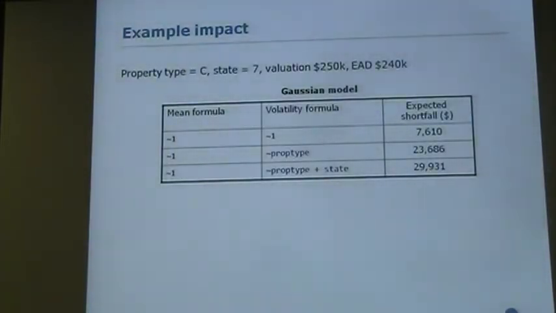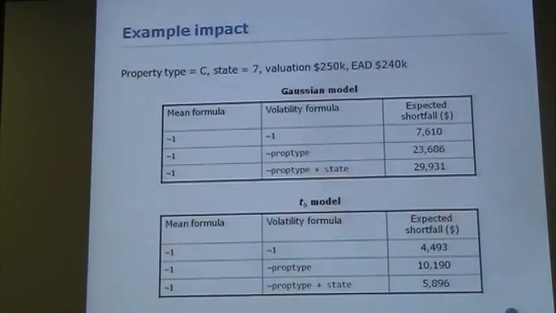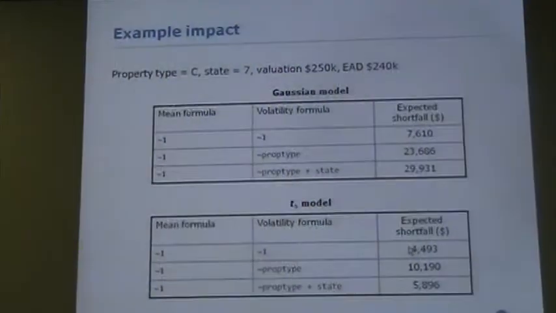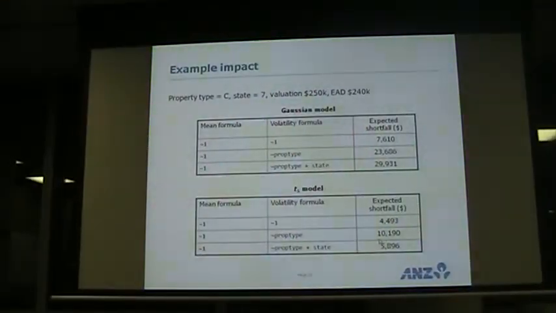And if I use my T model, I can get different results again. So going from say 4,000 up to 10,000. The interesting thing here, though, I guess, is the range from top to bottom is much lower for the T model than for the Gaussian. And that's because my outlying cases have a lot less influence on the T model than on the Gaussian model.